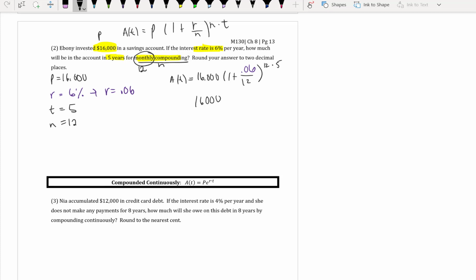So 16,000 times 1 plus my fraction of 0.06 divided by 12 is 1.005, to the 12 times 5 power, which is 60. So I'm going to have 16,000 times 1.005 to the power of 60, and that gives me 21,581 and 60 cents.